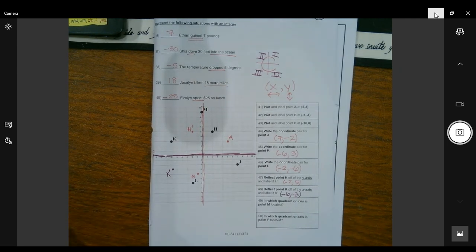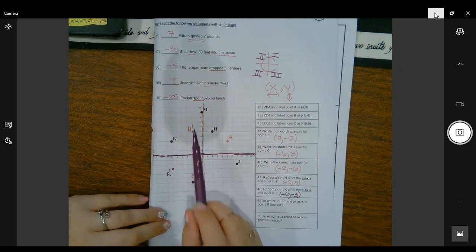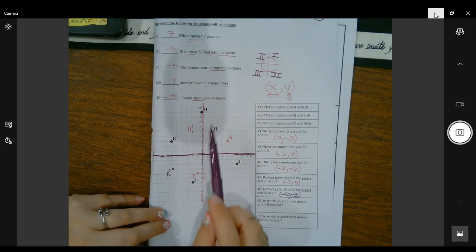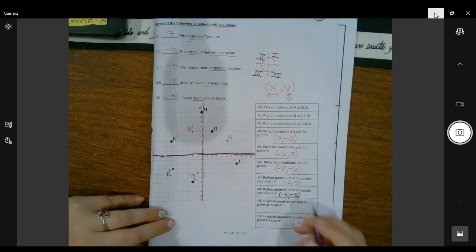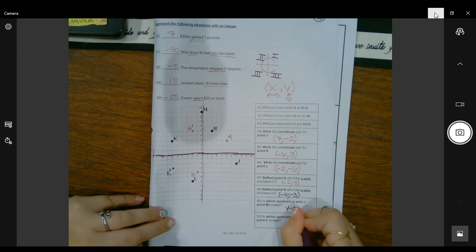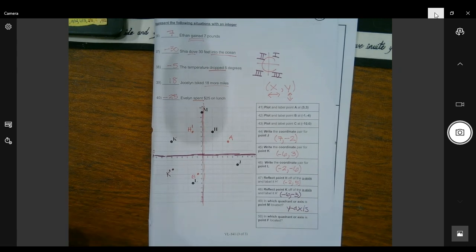The next one says, in which quadrant or axis is point M located? Okay, well, point M, it's not in any of the quadrants, right? It's on which line? Yeah, the y-axis. Perfect.